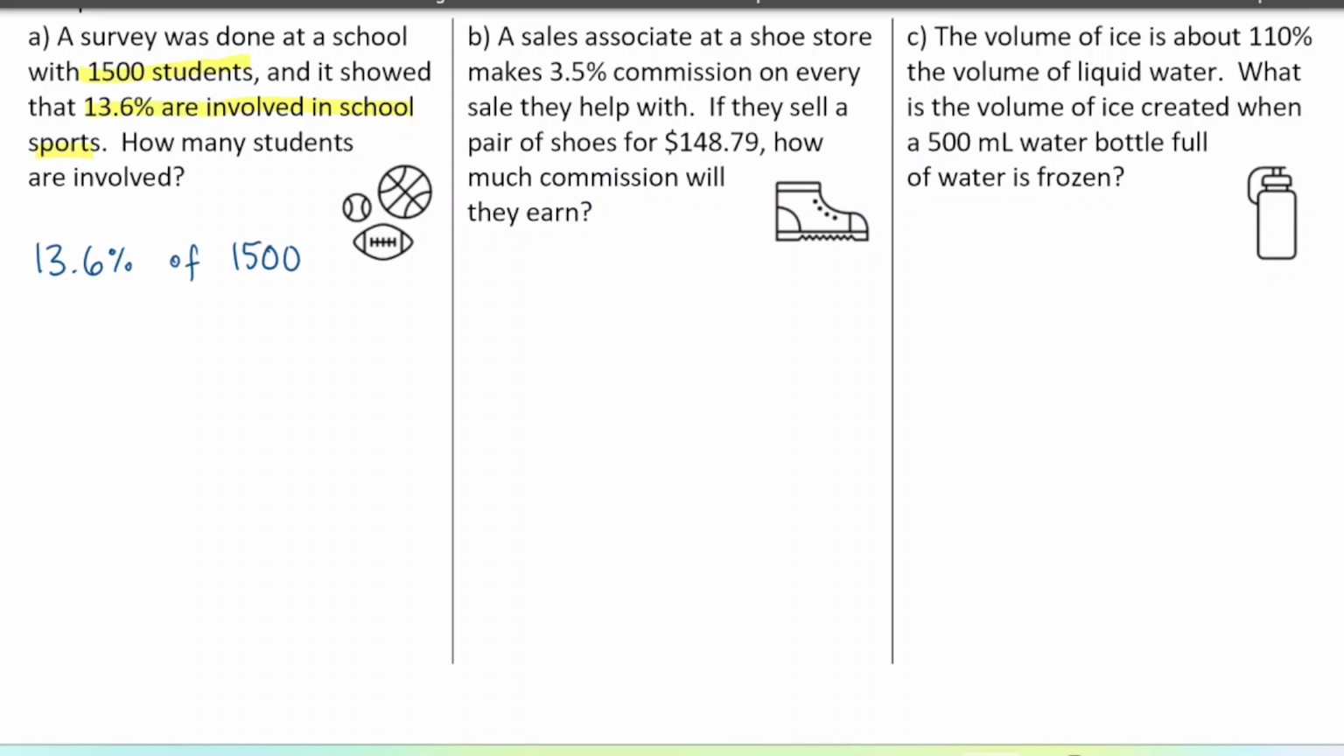This one I'm not going to do using mental math. I'm going to use my new strategy, which is change it to a decimal, which means divide by 100, or move the decimal place twice. So it's going to become 0.136. Of means multiply, and 1,500. So let's type that into your calculator. I've done that already. When I multiply those two numbers, I get 204. So 204 students were involved in school sports.